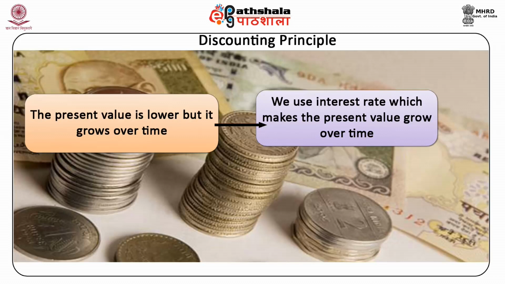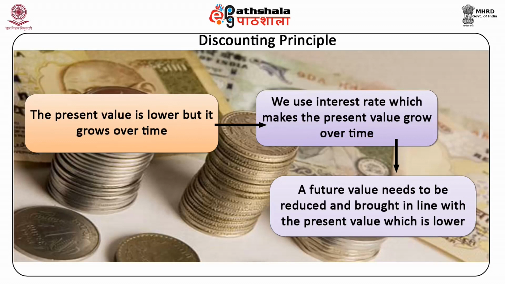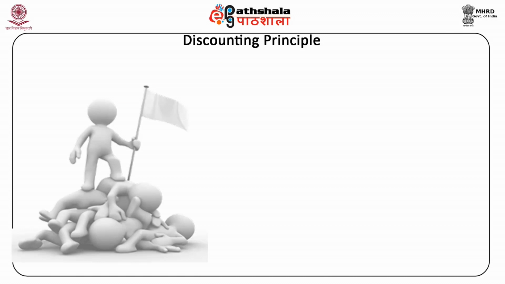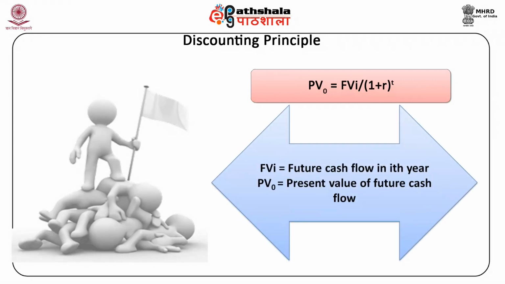But when we consider discounting, the opposite happens. A future value needs to be reduced and brought in line with the present value, which is lower. Therefore, the relevant economic calculation is that future value or future cash flow needs to be discounted. Thus, PV0 is equal to FVi divided by (1 plus r) raised to the power t. FVi is equal to future cash flow in the ith year. PV0 is equal to present value of future cash flow.